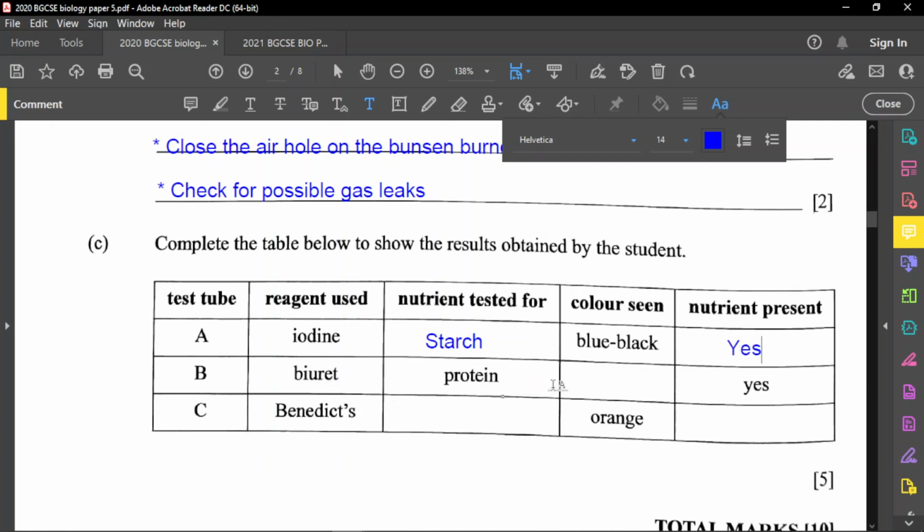Biuret is used to test for protein. The color seen will be purple, and yes, it is present. Benedict's solution is used to test for reducing sugar. If you say sugar, that is also fine, but the specific one is actually reducing sugar. If you say sugar, you're going to get the mark. If you see orange, red, or brown, then sugar is present. Question 1 is finished, just like that.